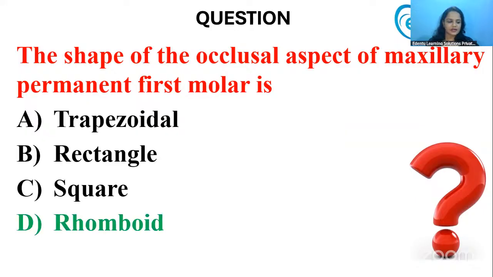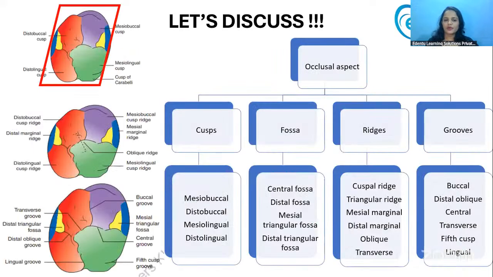Okay. Yes, Dr. Abhinaya, yes. It will usually be rhomboid in structure. The sides will usually be parallel to each other. In the maxillary molars, they will usually be parallel to each other. So if you look at the occlusal aspect of the maxillary first molar, you will be able to see four cusps. There is the mesiobuccal cusp and the distobuccal cusp and the distolingual cusp and the mesiolingual cusp. Okay, then an extra cusp of Carabelli may be present in the palatal area.